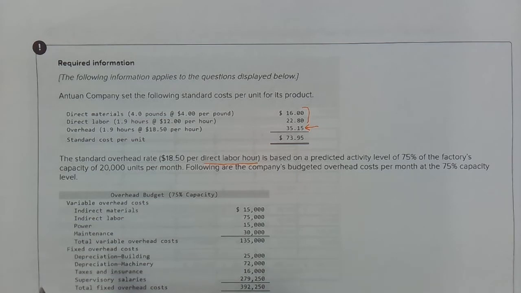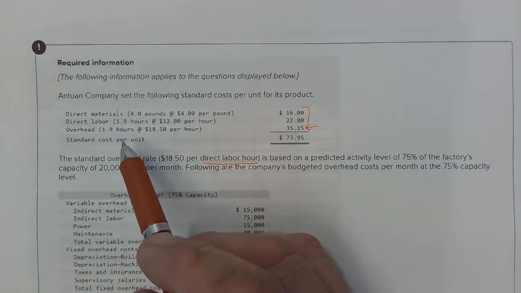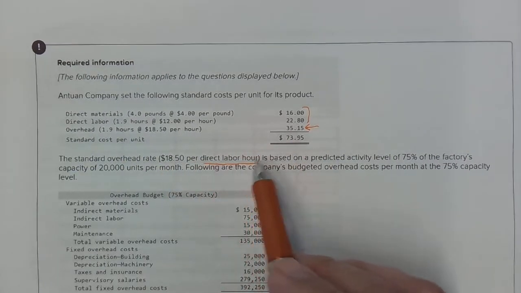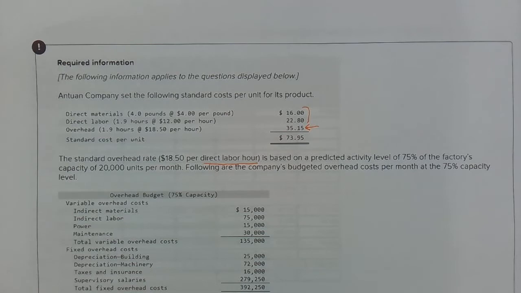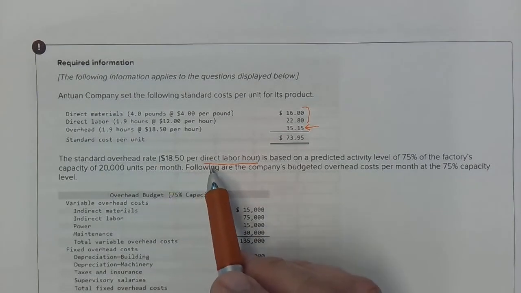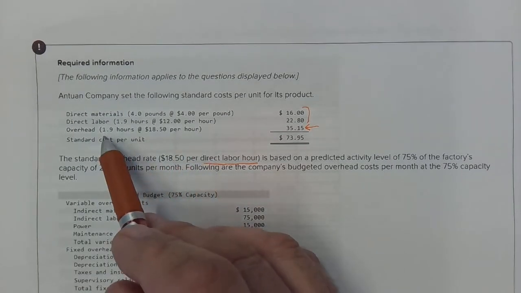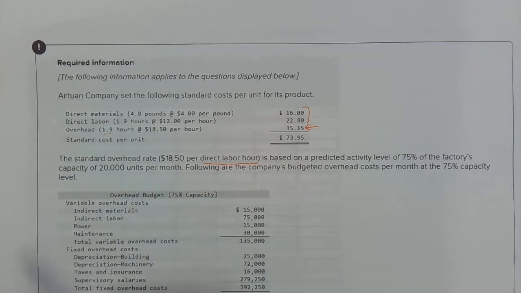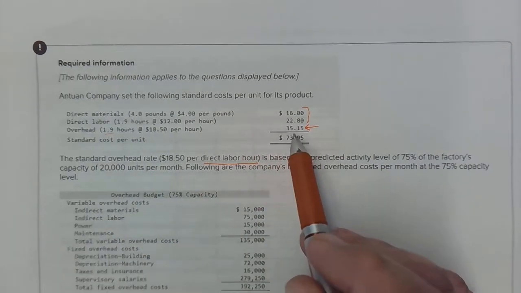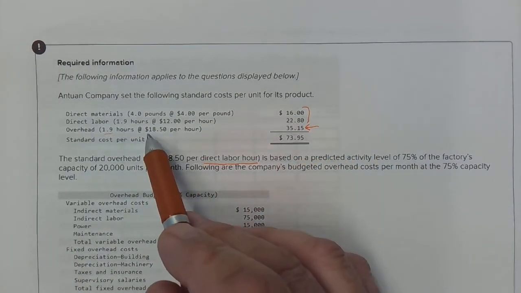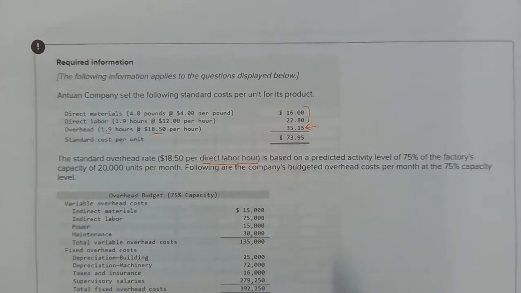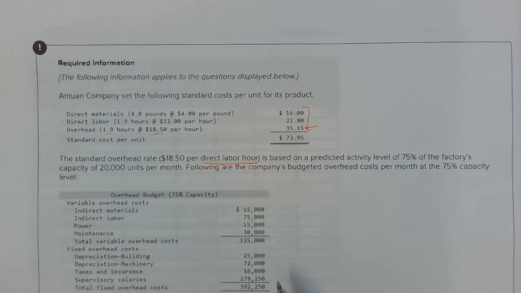So there's multiple different ways that overhead can be allocated. It can be allocated based upon machine hours. It could be allocated based upon units. It could be allocated based upon, in this case, direct labor hours. So the direct labor hours to produce one item, in this case, is 1.9 hours. They've already done the calculation for us, and they've got an overhead rate of $18.50.